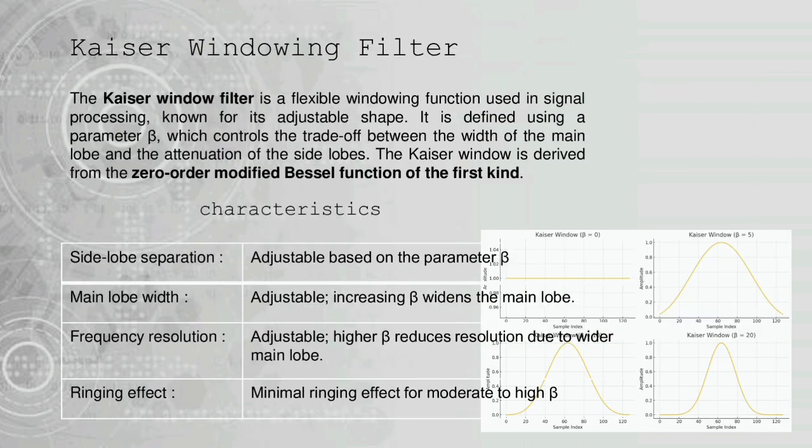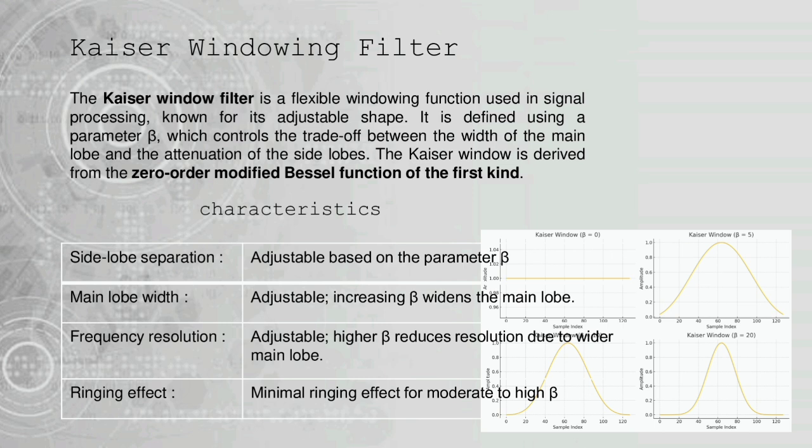Next, I will explain the Kaiser windowing filter. The Kaiser windowing filter is a flexible windowing function used in signal processing, known for its adjustable shape. It is defined using a parameter, beta, which controls the trade-off between the width of the main lobe and attenuation of the side lobe. It is derived from the zero-order modified Bessel function of the first kind.